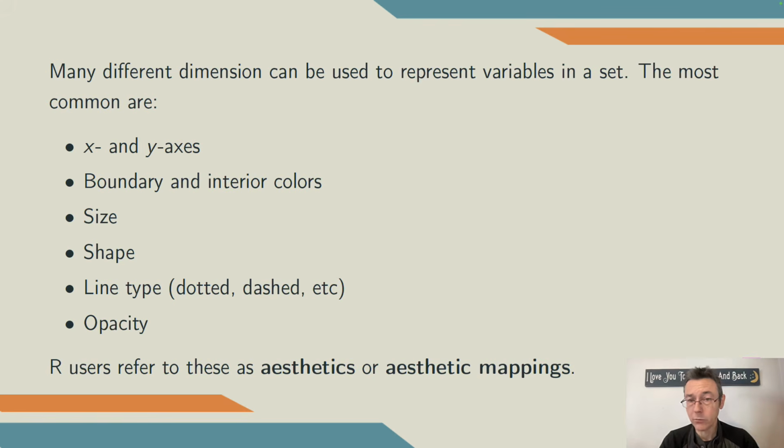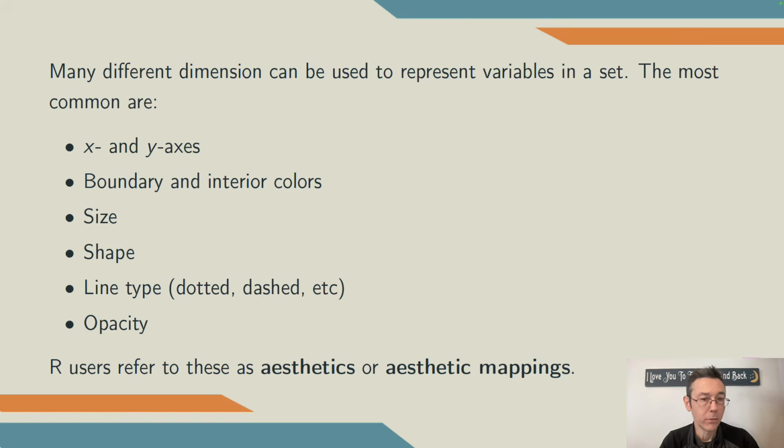Now, there are lots of different ways you can represent variables, sort of in order of how common they are. Here are some of the most common dimensions we use to represent variables. The x and the y axis, obviously. Boundary and interior colors. And those are potentially different things. For instance, if we have a box plot or a histogram, we might want to color the interior or the boundary of those boxes. And one or the other or both might be appropriate in different circumstances.